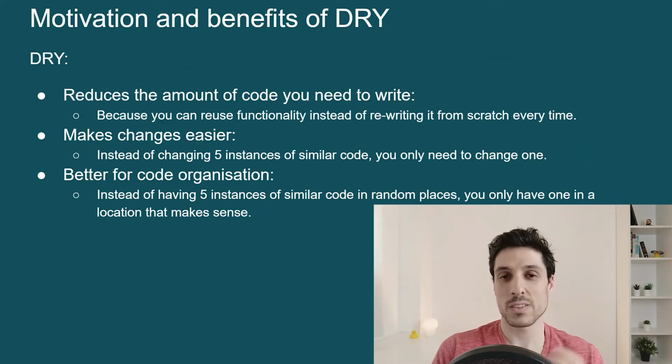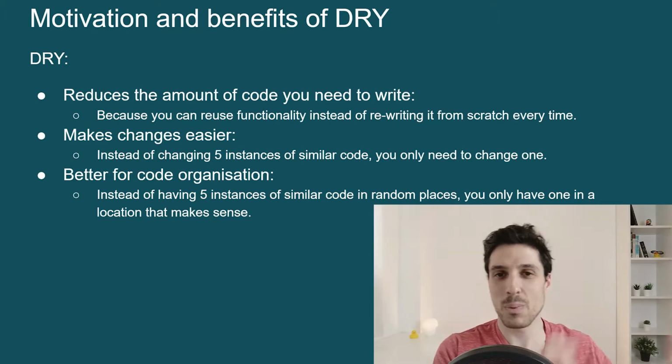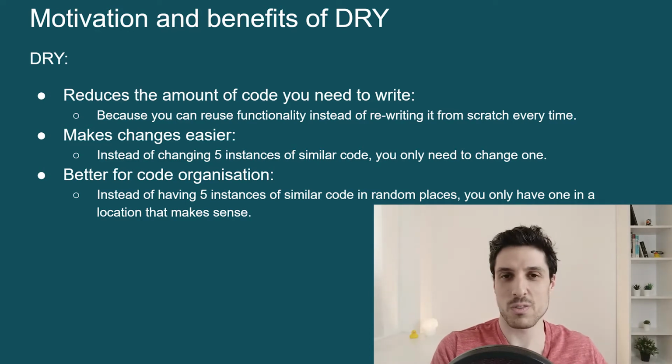And why do we do this? What's the motivation for keeping our code dry like that? It's for a few reasons. One of them is that it reduces the amount of code we need to write. If we have some functionality that we need to use, instead of writing it from scratch yet again, we can just import it or reuse it from somewhere. So we don't have to write as much code.